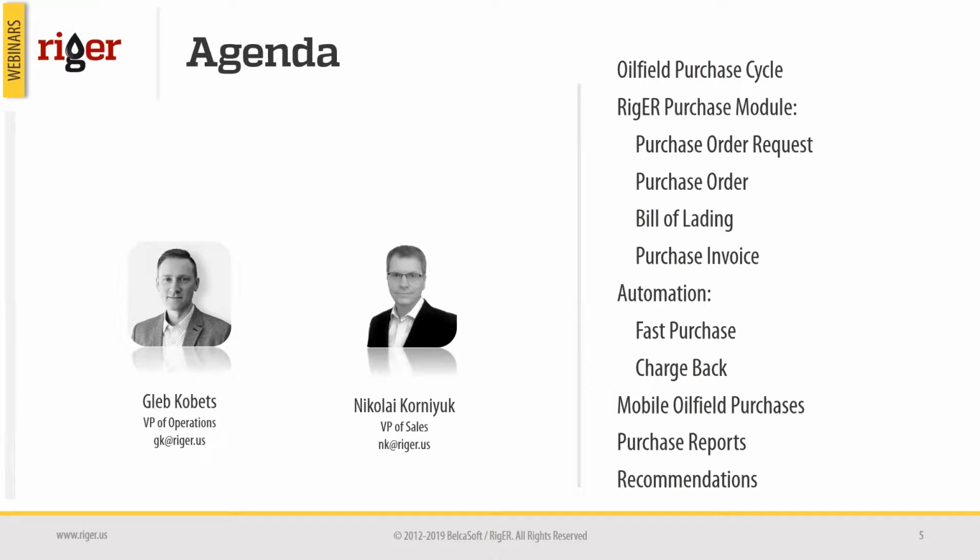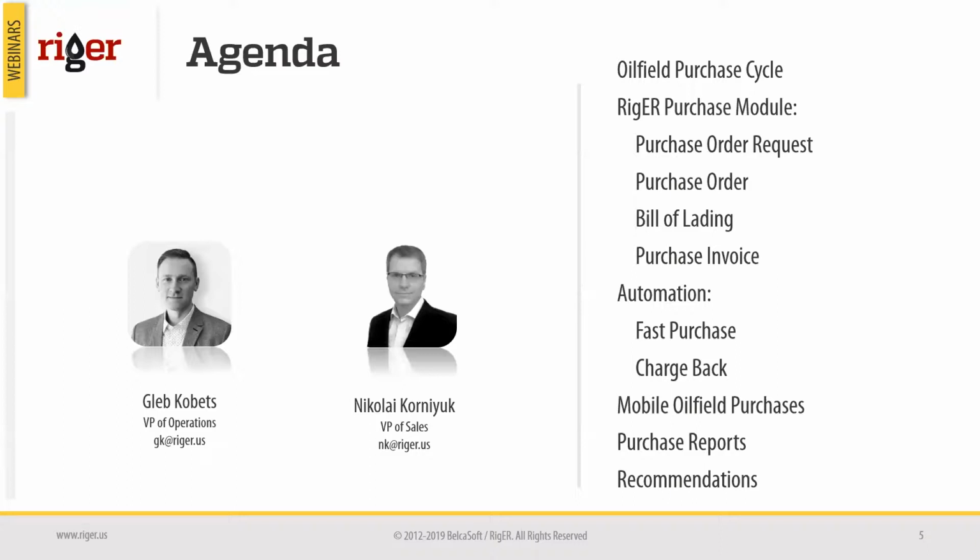Between Gleb and I, we'll talk about the following things. We'll talk about the oilfield purchase cycle in general. We know that purchase is a pretty universal thing, but in oilfield it's a little different. So we'll talk about that, and we will then dive in detail into the oilfield RigER purchase module. You'll see what kinds of modules we have, and we will specifically talk about the purchase from the beginning, that is the order, through the bill of lading to the purchase invoice. So how basically you acquire an asset into your system through RigER.